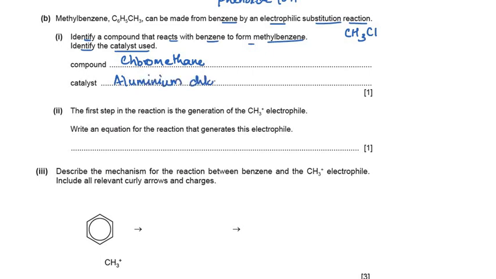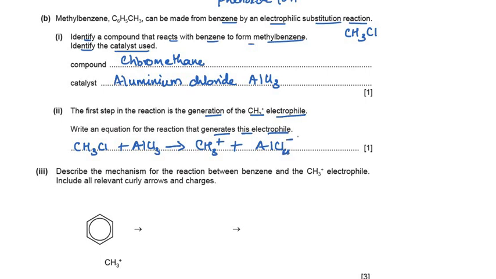or you can directly write the formula, AlCl3. The first step in the reaction is the generation of the CH3+ electrophile. Write an equation for the reaction that generates this electrophile. There is a reaction between chloromethane and AlCl3, the catalyst, which generates this electrophile. So the electrophile CH3+ is generated and the complex formed is AlCl4-.